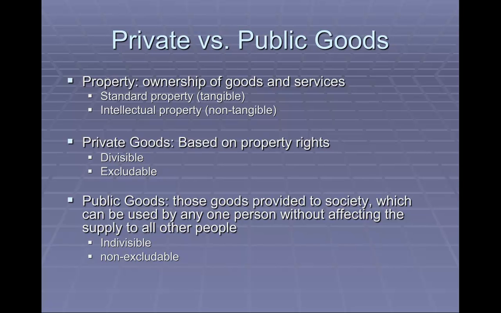The next definition, private goods, are based on property rights. These are goods that are owned by an individual or group of individuals for their own use. Private goods, unlike public goods, which we talked about before and we'll come back to today, are divisible and excludable. Someone can own 1 or 1,000 cars, meaning that someone else cannot own that one or those 1,000 cars. Real estate is divisible. I own my house. No one else can. Same with the dollar.